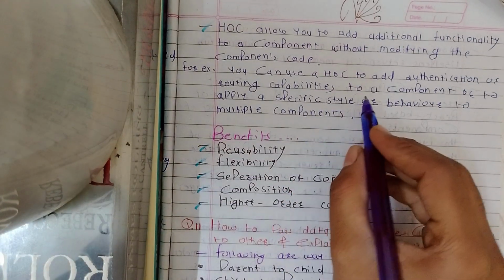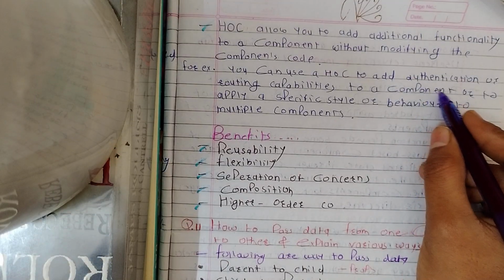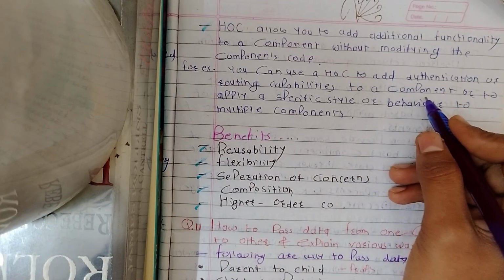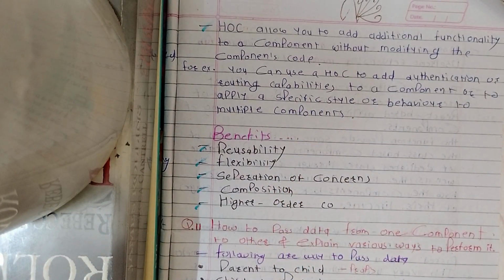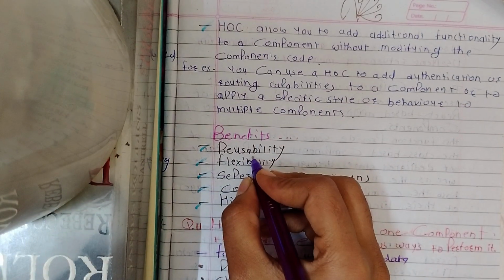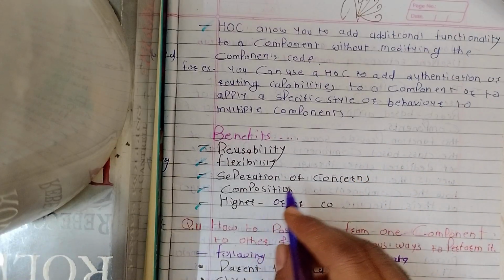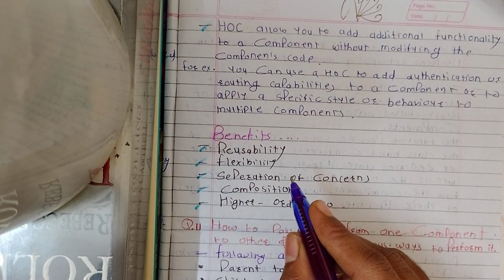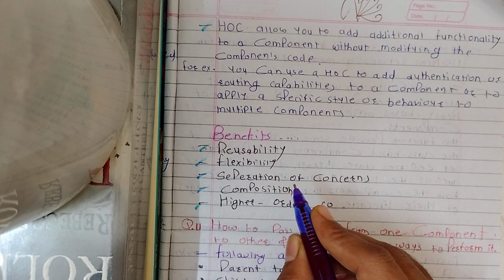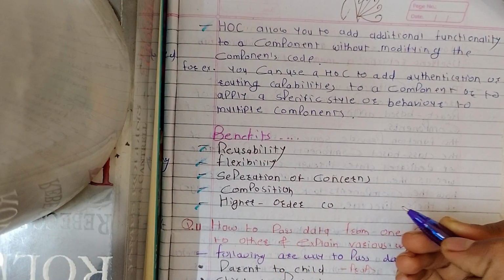You can use higher order components to add authentication. It is also good for adding authentication or routing capabilities to a component, or to apply a specific style or behavior to multiple components. What are the benefits of higher order components? They are reusable, so we can reuse that particular component again and again. They give good flexibility to maintain code and keep it clean and well organized. Then there are separation of concerns and composition.